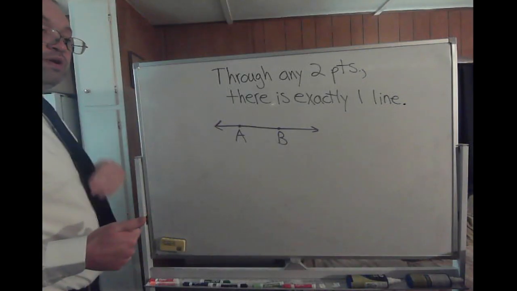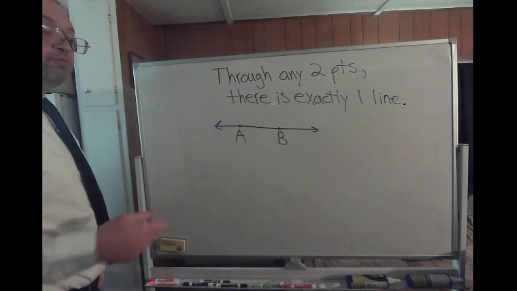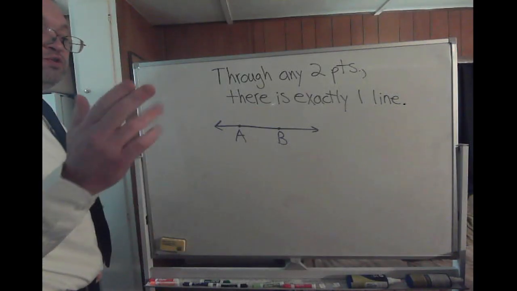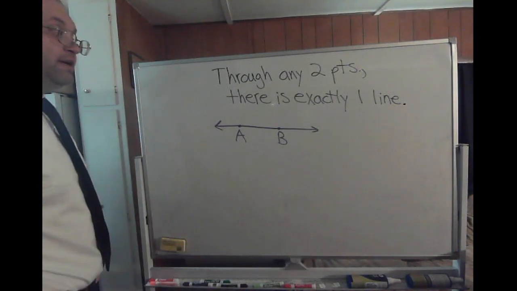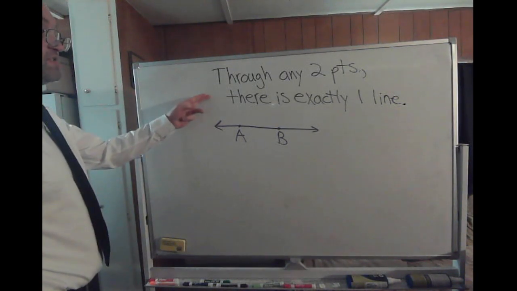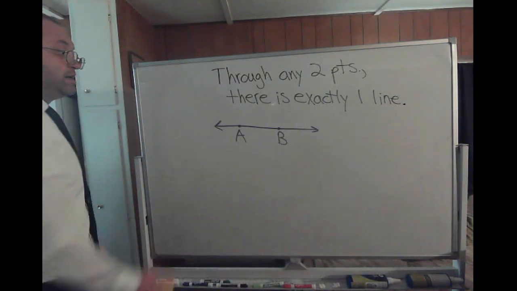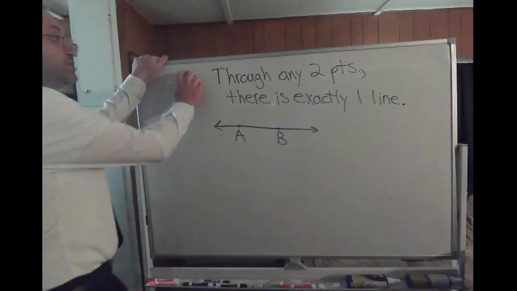Even when we were doing algebra and before that, when we were plotting points on the coordinate plane, all you needed were 2 points and you could graph the line on the coordinate plane, right? Well, this kind of states that. Through any 2 points, there is exactly one line. That's pretty self-explanatory. I would say that's a pretty easy one.